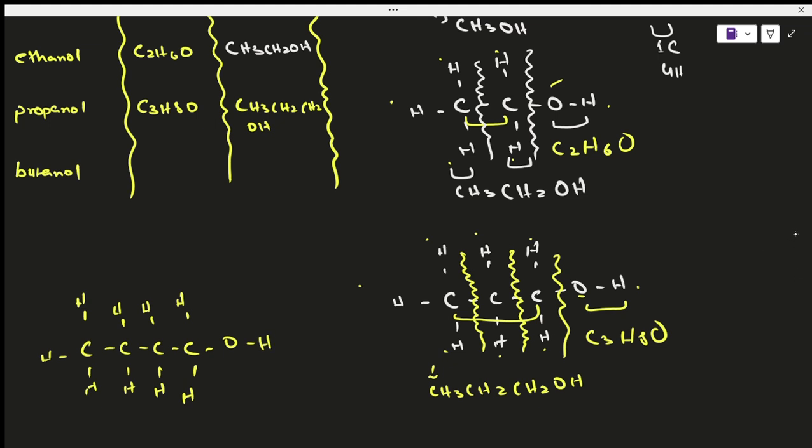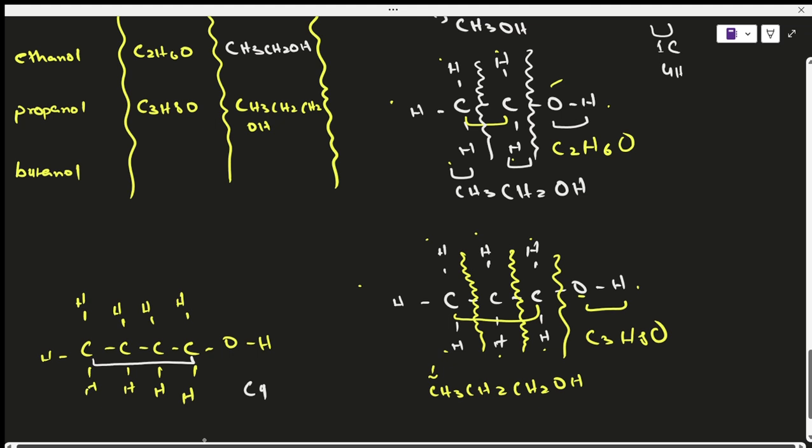So I know that I have 4 carbons. So this is C4, and I've got 1, 2, 3, 4 hydrogens, and another 1, 2, 3, 4. 4 and 4 makes it 8. This is 9 and this is 10. So this is C4H10 and an oxygen. So that makes it C4H10O. Right? This is the molecular formula.